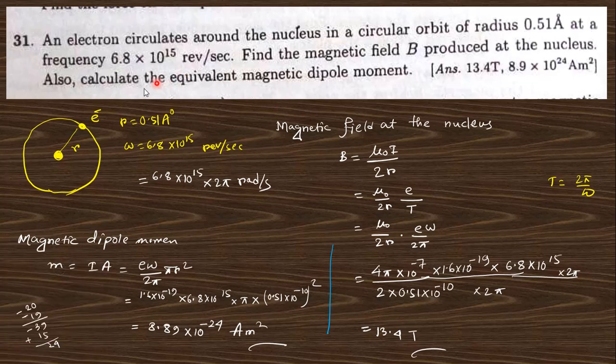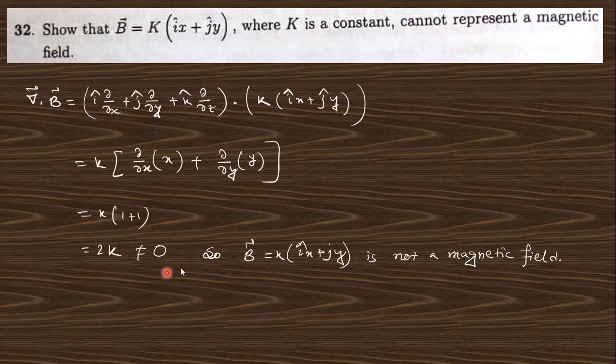Now the next question was to calculate the equivalent magnetic dipole moment. You know the magnetic dipole moment is current into area, M equals I a. I we calculated, I is omega by 2 pi, and area is pi r squared. Just put this value and you will get this answer very easily. This 2 pi cancels out, and you get these things and pi r squared. So finally you get the answer. If there is any doubt, you must comment in the comment box. Go to the next one.